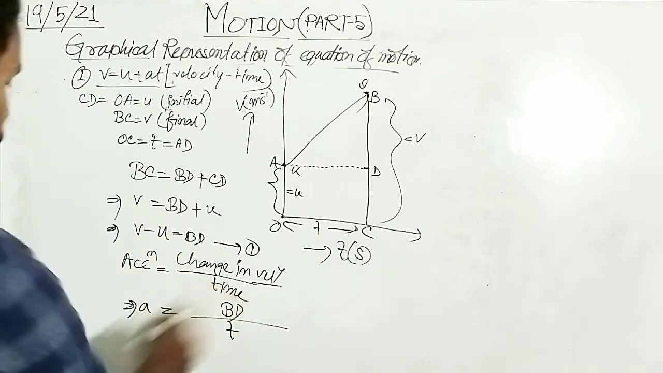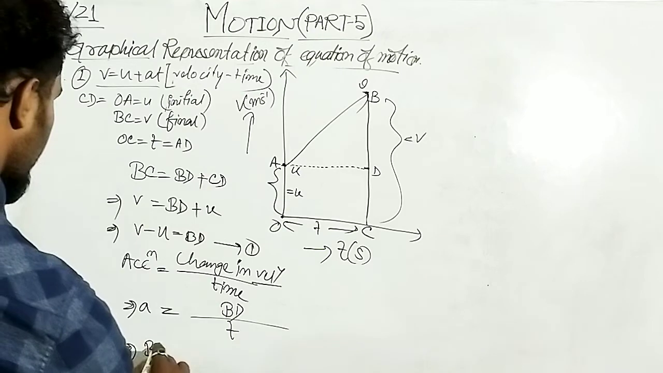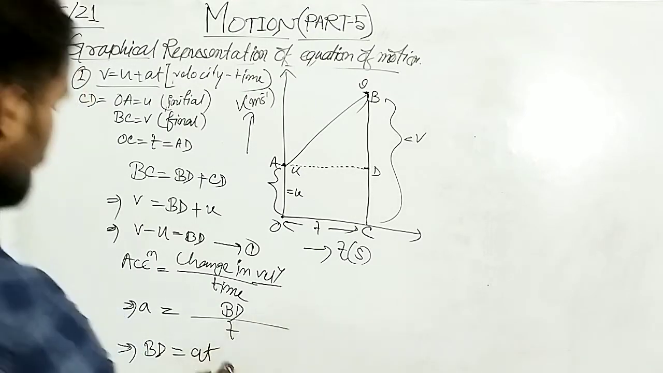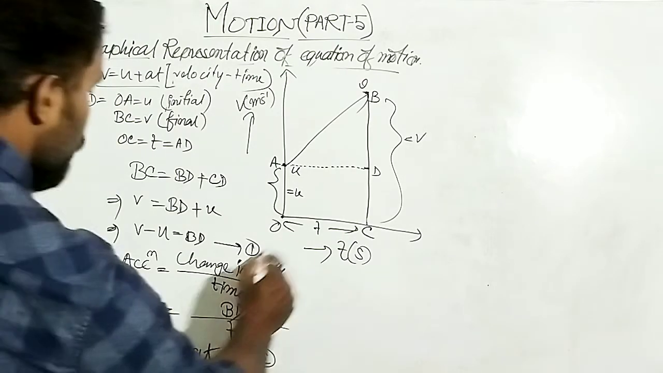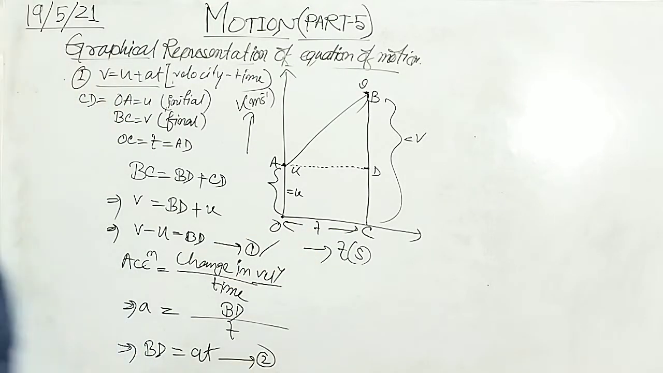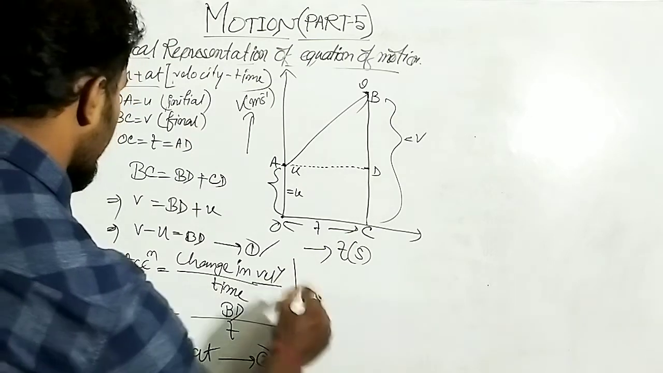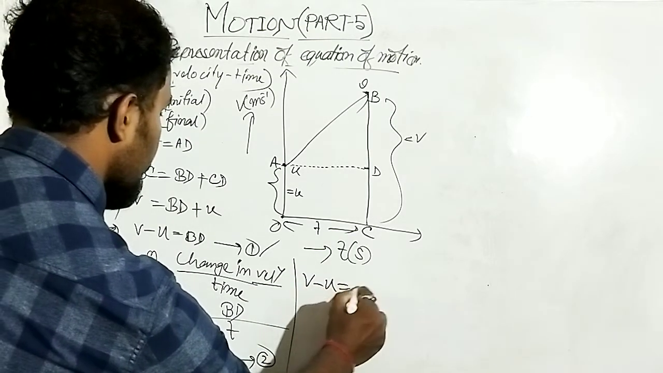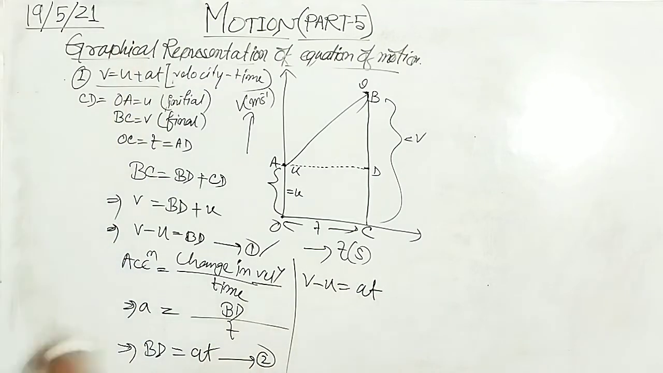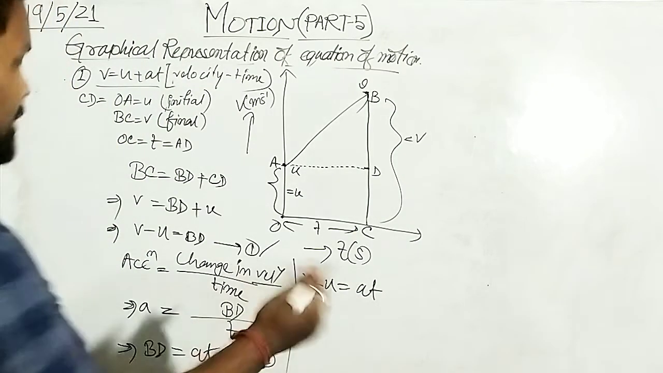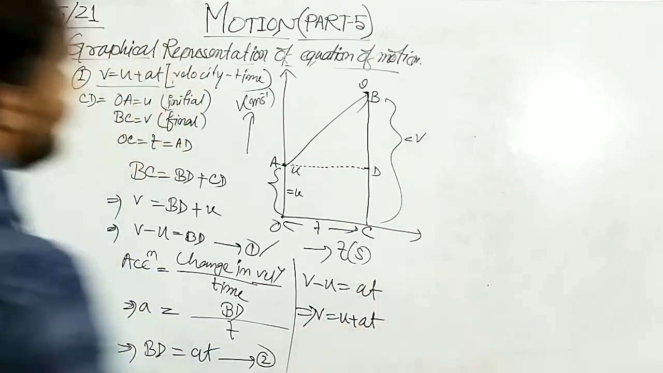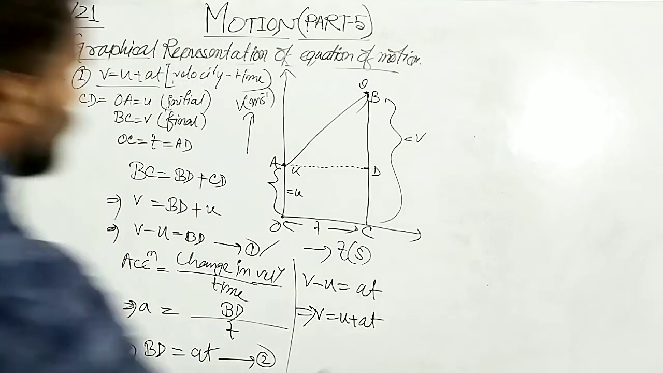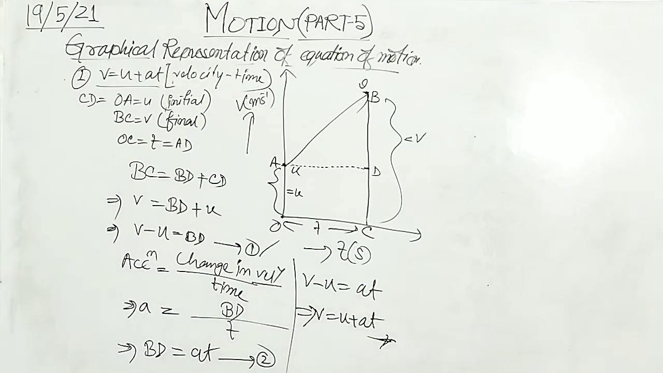Now what will be the BD from here? BD equal to AT. Again, give two number here to second equation. From equation 1 and from equation 2, what you can write? We can write V minus U equal to AT. Simply you have got it. Now just arrange something. V equal to U plus AT. Simply I will prove it. V equal to U plus AT. Quite simple, right? There's nothing to actually worry about.